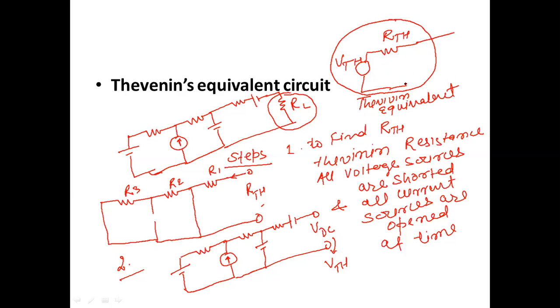Now we have already opened this RL. So now you have to connect this RL, and now the current in this circuit we can find very easily. That current I will be equal to VTH divided by RTH plus RL. That is very simple. So using the Thevenin theorem, we can very easily find the value of the current flowing in the load resistance. I have drawn this circuit for independent sources only. For dependent sources, I will also discuss later.